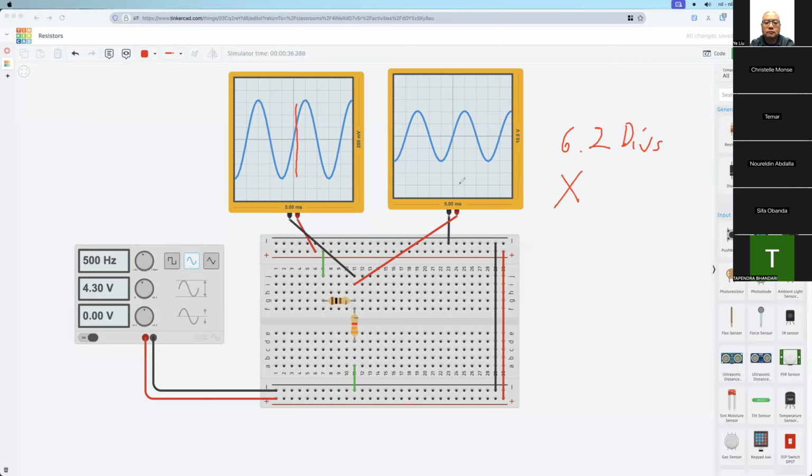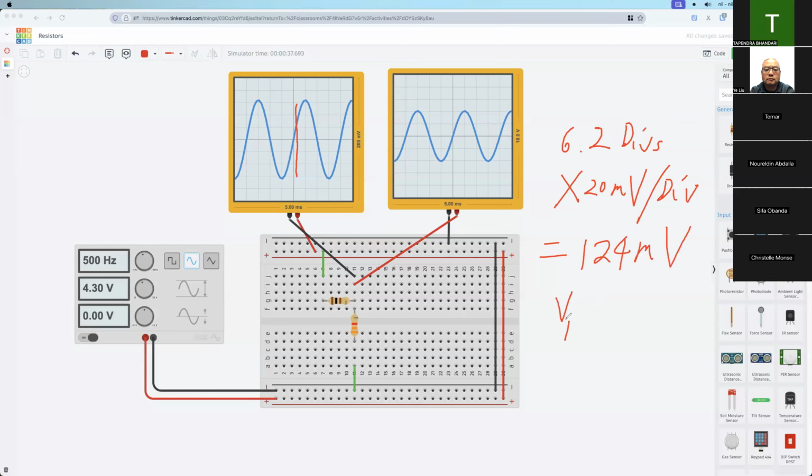Then times the setting. This is the 200 millivolt, so this means it's just 20 millivolt per division. Then 6.2 times 20, so we get 124 millivolt. So again, this is the VRS peak to peak value. Yes.